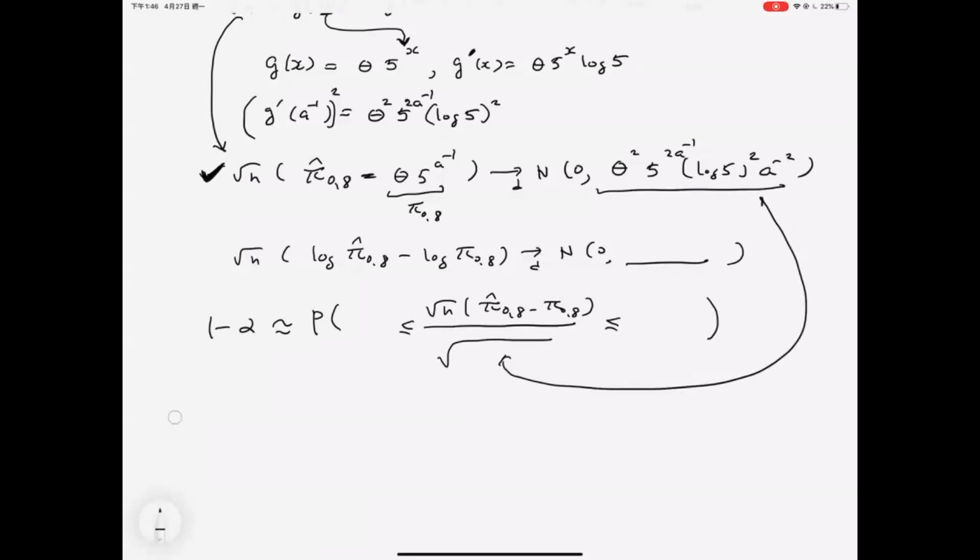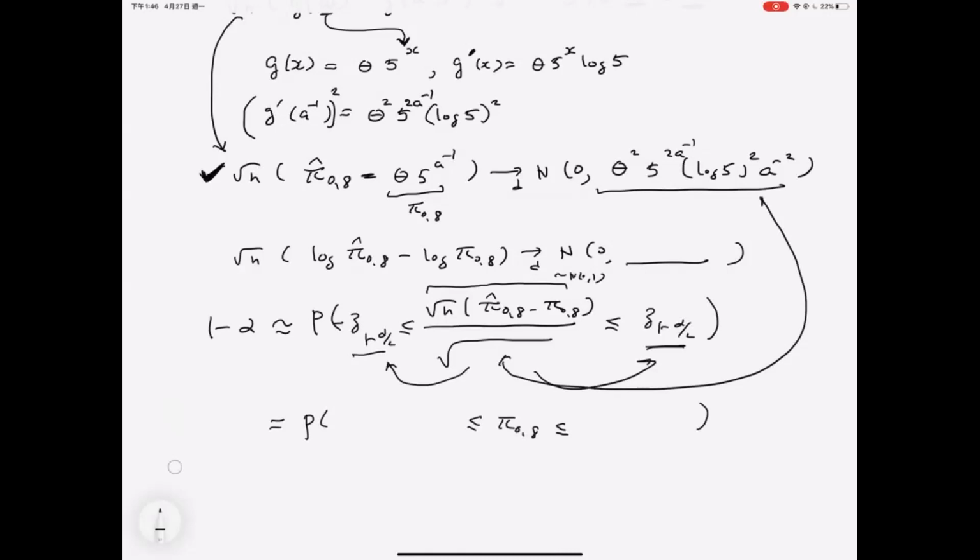Then right here, it's nothing but z minus z, 1 minus alpha over 2, then z 1 minus alpha over 2. Because you do know quantile to quantile, the inside is asymptotically normal 0, 1. So I can write quantile to quantile as z, as an asymptotic confidence interval. By doing so, eventually you put your pi 0.8 in the middle and do some operations. That should be easy to find the lower bound and upper bound in D.